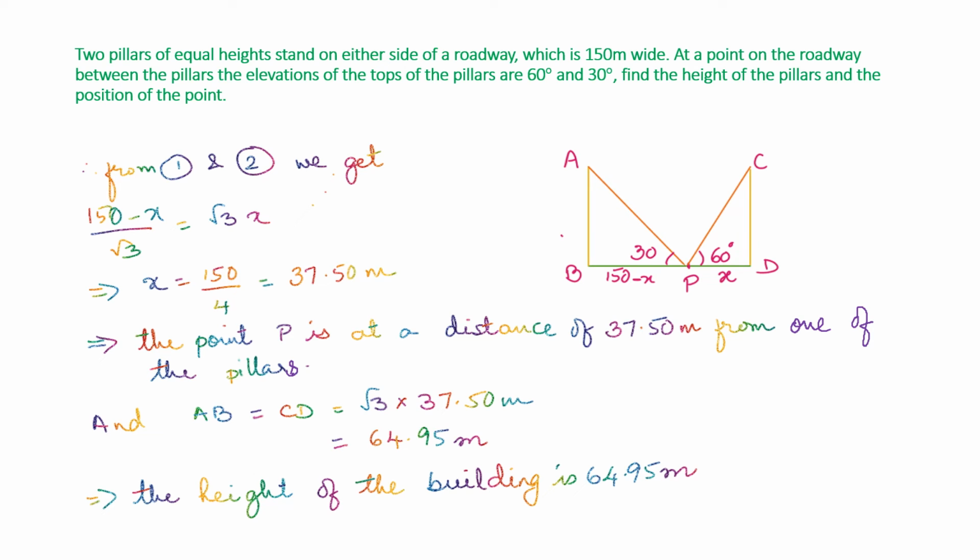And because AB is equal to CD, I will get root 3 into x, that is root 3 into 37.50, that is 64.95 meters. Therefore, the height of the building is 64.95 meters. So you have found the height of the pillar and the position of the point.